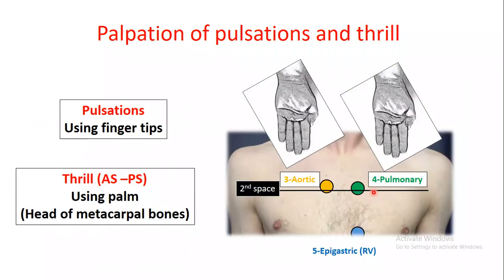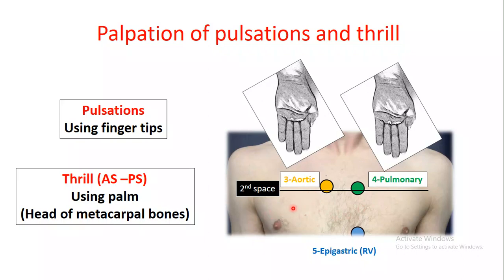Then moving upward for palpating pulmonary and aortic pulsation in the second intercostal space, on the left side pulmonary, on the right side the aorta, using the tip of finger as seen here. If we appreciate marked pulmonary pulsations, this denotes hypertension and/or dilatation at this site. So in the pulmonary site, denoting pulmonary hypertension or pulmonary artery dilatation, and same in the aortic area.